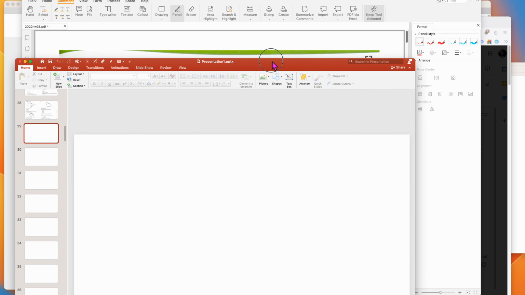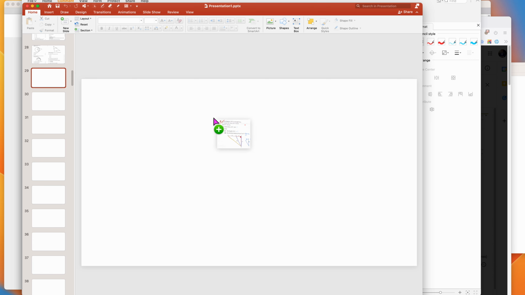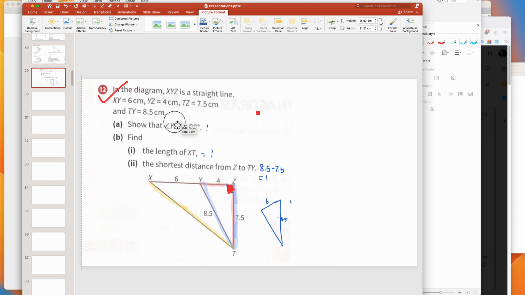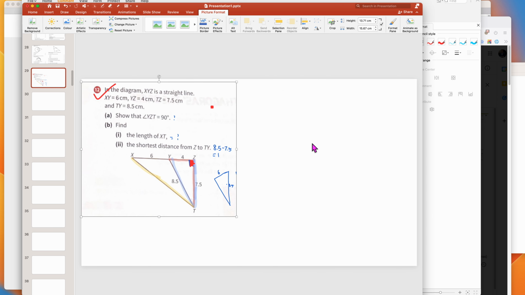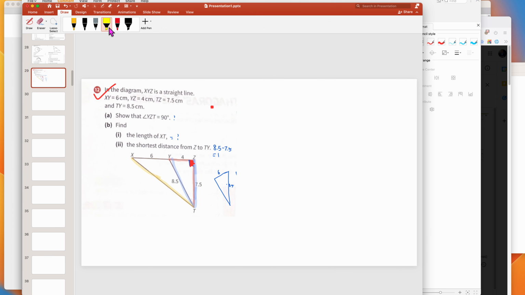Okay, what's so special about the C? Very good. So now, there are two right angles here. Can you spot the two right angles here? Which two? Extract it out. Which two? Okay, YZT.